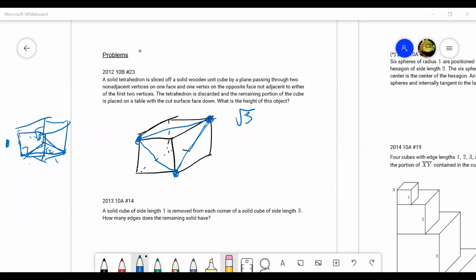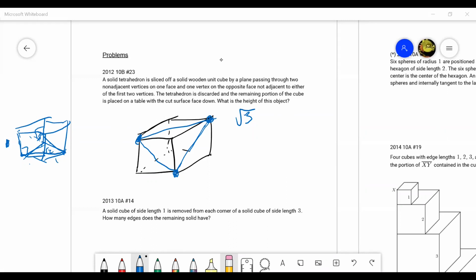All right, so does anyone have any ideas? We'll say that there are multiple ways to do this. Wait, could you repeat your question? The question is, how can we go about finding the height of the tetrahedron that we need to subtract?